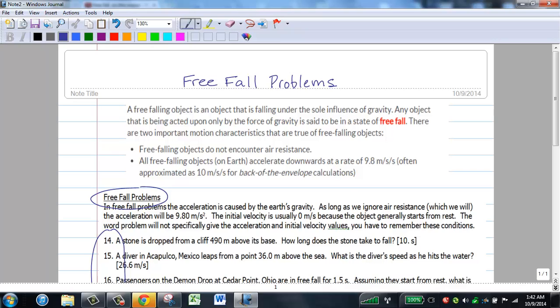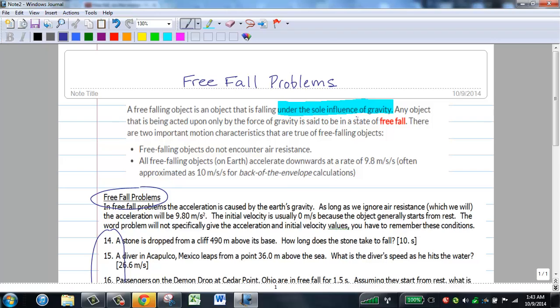What are we actually talking about when we designate a problem as a free fall problem? Well, a freely falling object is an object that is falling under the sole influence of gravity. Under the sole influence of gravity. So that is the key piece of information when we're describing an object that is in free fall. If it's only under the influence of gravity, that means that the Earth's gravitational force is the only force on the object. Notice that I referenced the Earth.